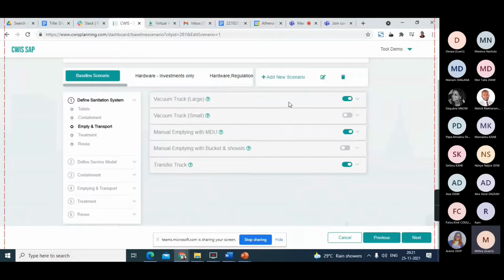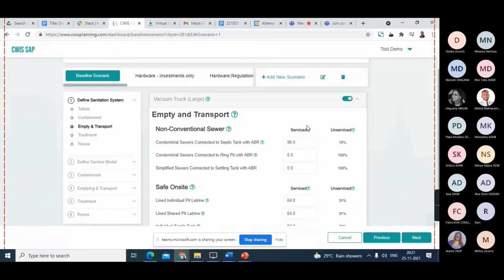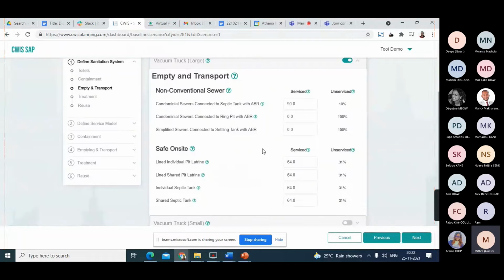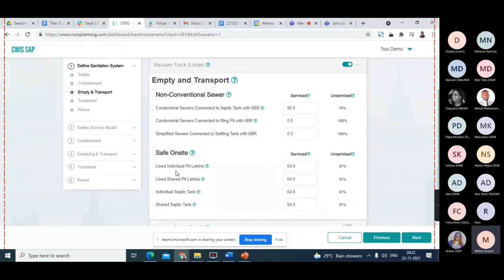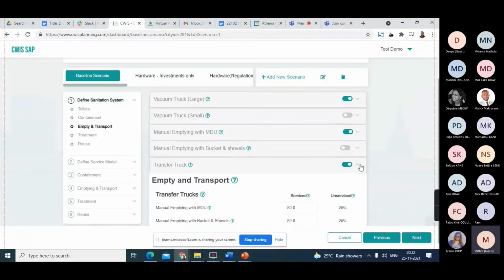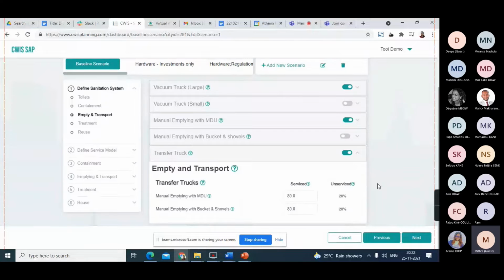So when we go to this section, what do we enter? We enter what percentage that is emptied from each type of containment is being emptied by a specific type of hardware. So what percentage of my lined pit latrines are being emptied by a vacuum truck? So similarly, I go on filling for the other emptying hardware as I have in my city. Here there is no vacuum truck small and I have not filled for it. Right? The transfer trucks, and in the transfer truck section, you enter the percentage of your emptying that is being transported.